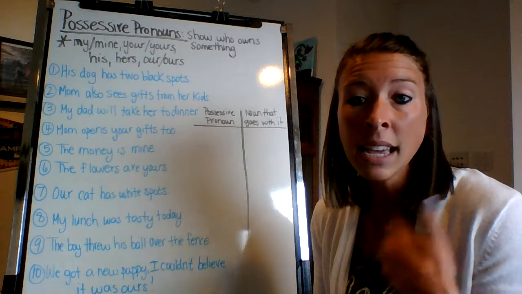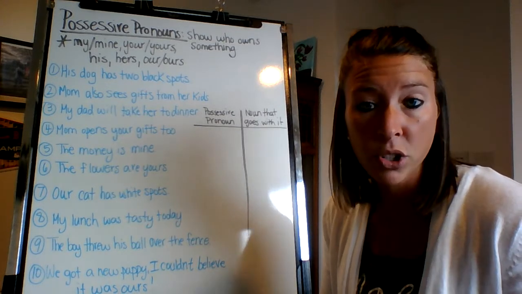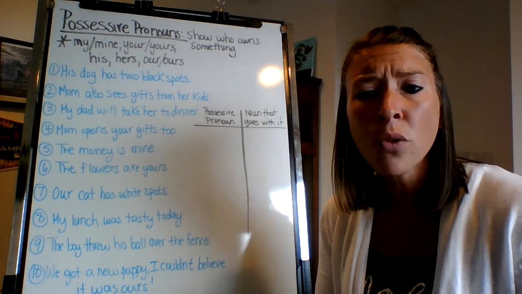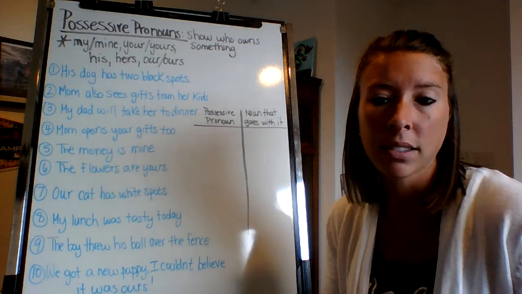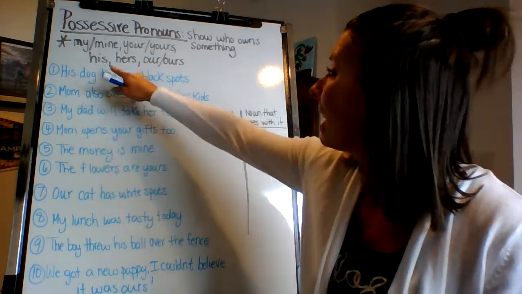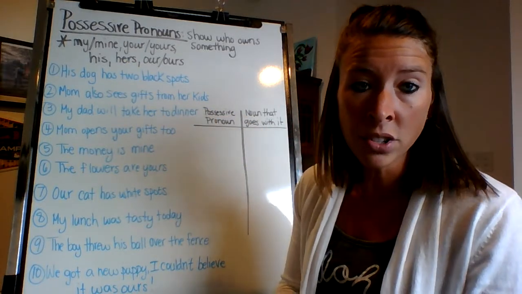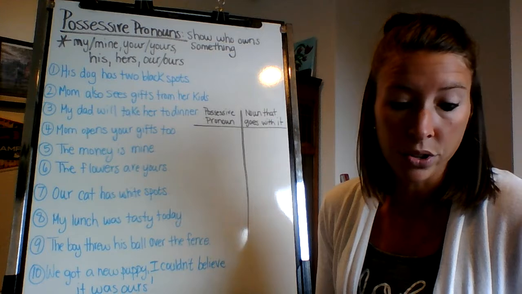So you've got my and mine, right? Those take the place of somebody's name, a person, or an animal. And they show that something belongs to them. It is mine or my cat or things like that, right? We've also got your and yours, his and hers. And then the last ones we're going to focus on today are our and ours.